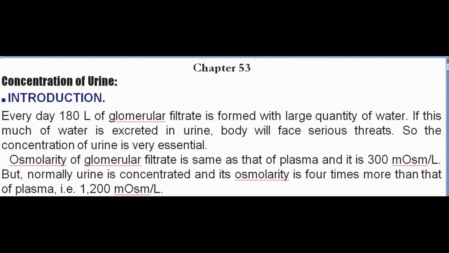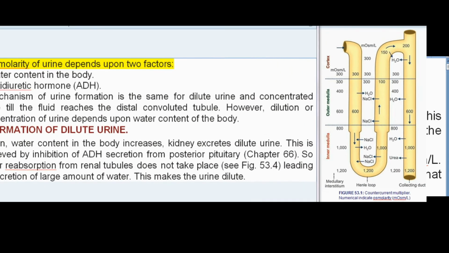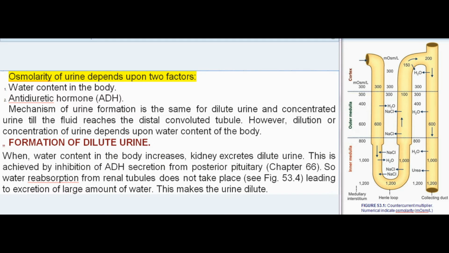Osmolarity of glomerular filtrate is the same as that of plasma, 300 mOsm/L. But normally urine is concentrated and its osmolarity is 4 times more than that of plasma, i.e. 1200 mOsm/L. Osmolarity of urine depends upon two factors: water content in the body and antidiuretic hormone, ADH. The mechanism of urine formation is the same for dilute urine and concentrated urine until the fluid reaches the distal convoluted tubule. However, dilution or concentration of urine depends upon water content of the body.